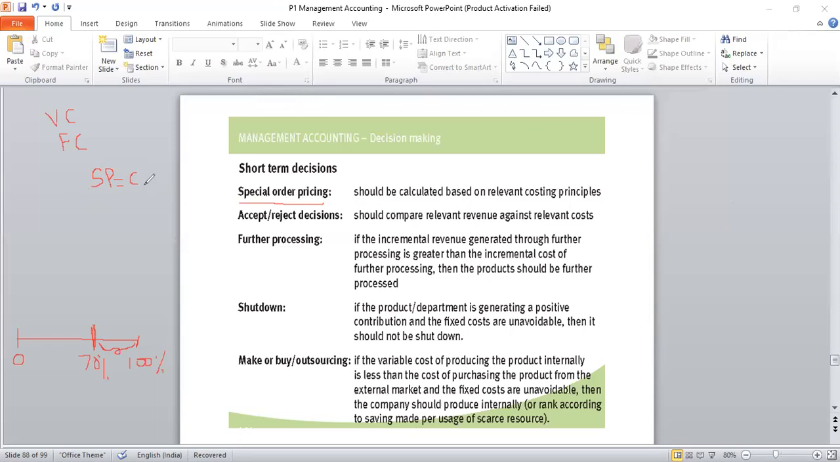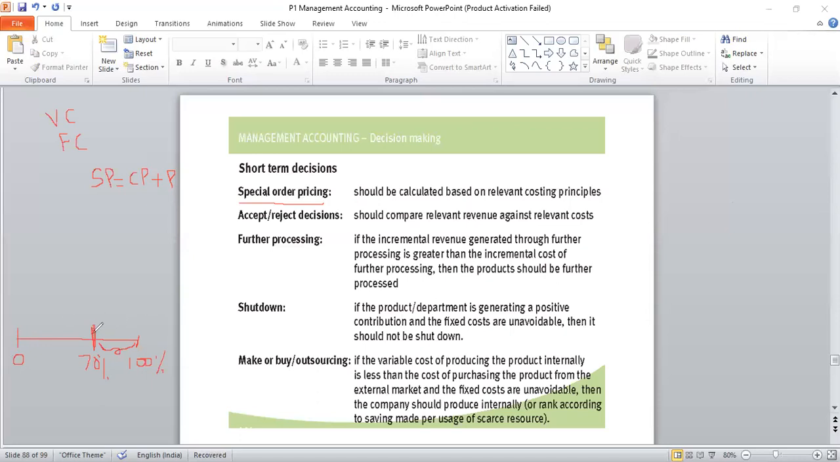Cost price plus profit. What is cost price? Cost price is the total cost. What is total cost? Both variable cost plus fixed cost. So fixed cost at 0 number of units, whatever is incurred, it would be same till 100%.